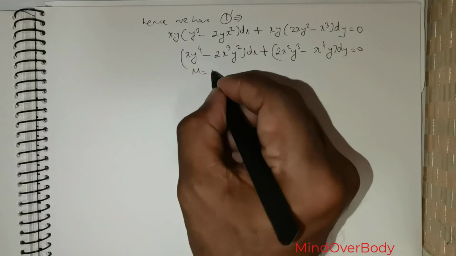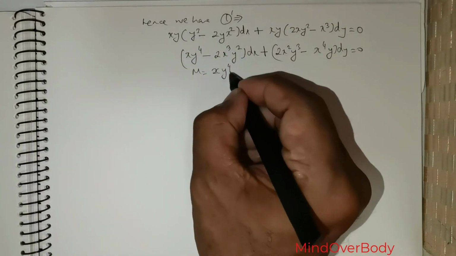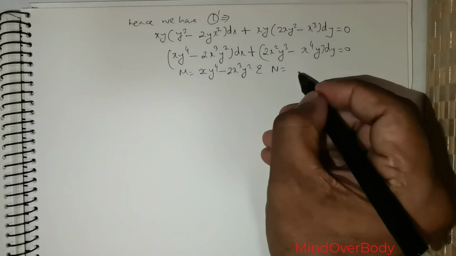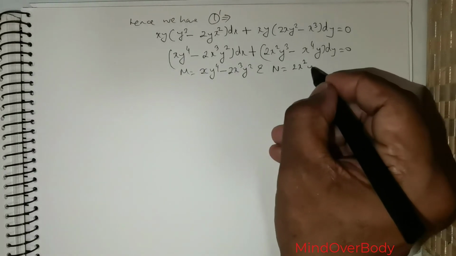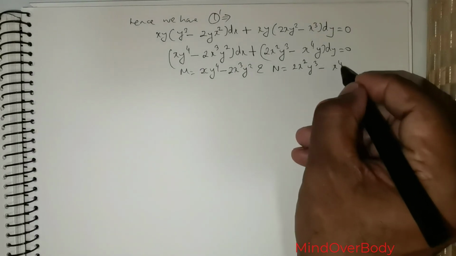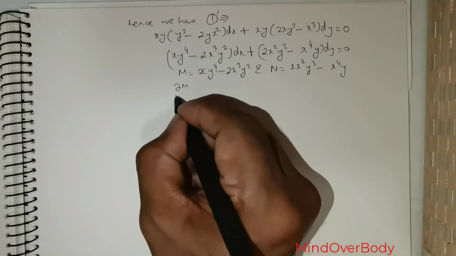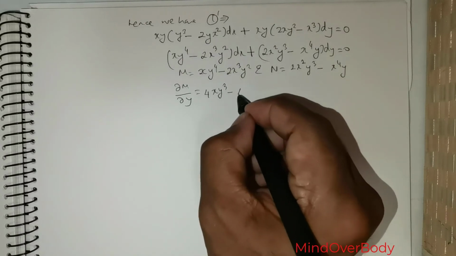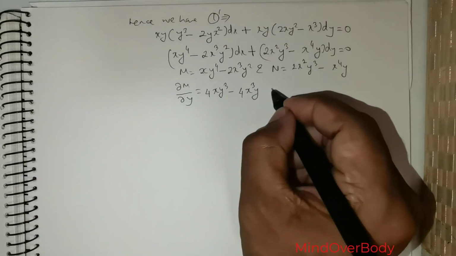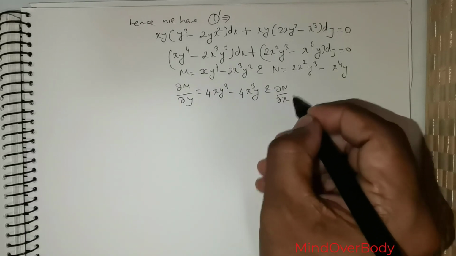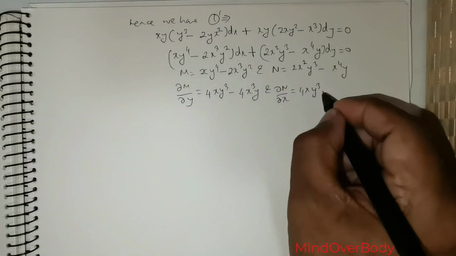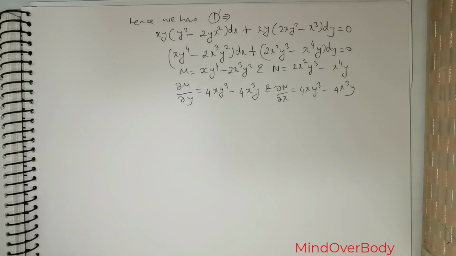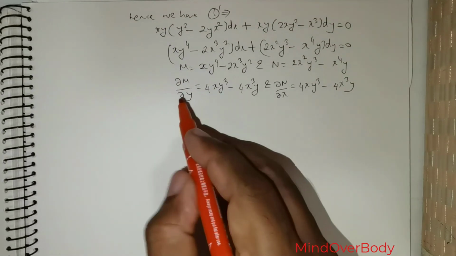Now clearly I take m is equal to x y raised to the power of 4 negative 2 times x cubed y squared, and my n is 2 times x squared y cubed negative x to the power of 4 times y. So I find dou m over dou y is 4 times x y cubed negative 4 times x cubed y, and dou n over dou x is 4 times x y cubed negative 4 times x cubed y. So this is working out really beautifully, you can clearly see that.